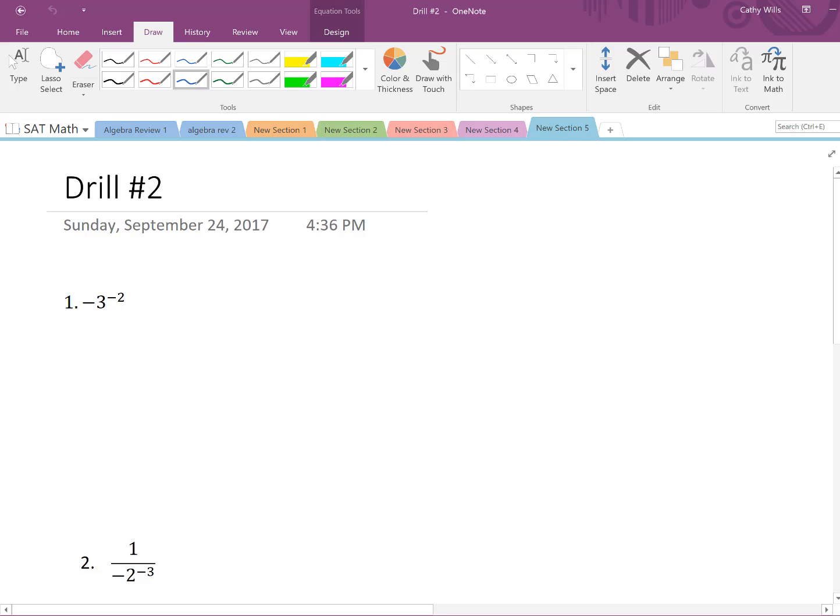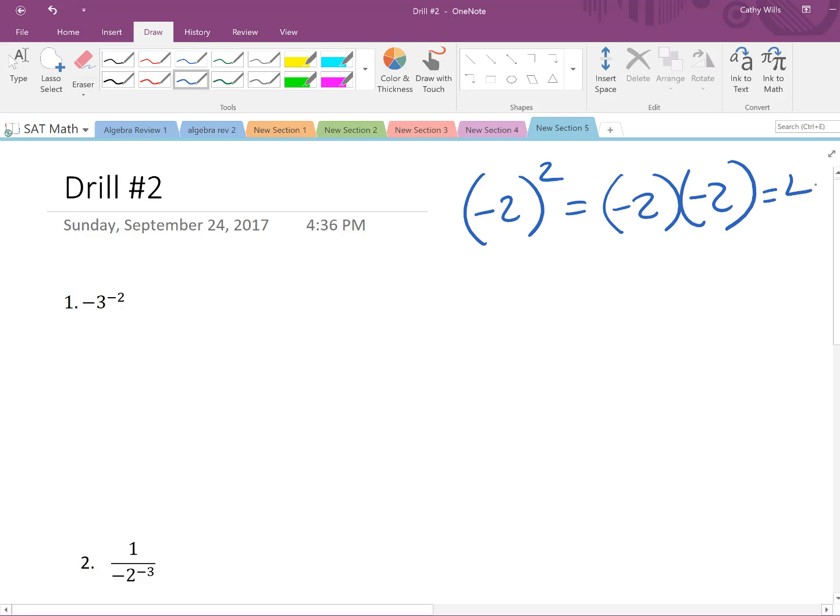So for example, if you have (negative 2) squared, all right, that means you take everything inside the parentheses and you multiply it by itself. So that means negative 2 times negative 2, which is positive 4. But if I just have negative 2 squared with no parentheses, then that means the negative sign is not affected by the square, only the 2 is.